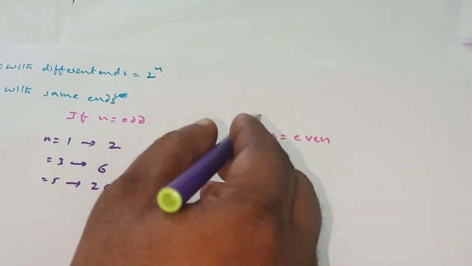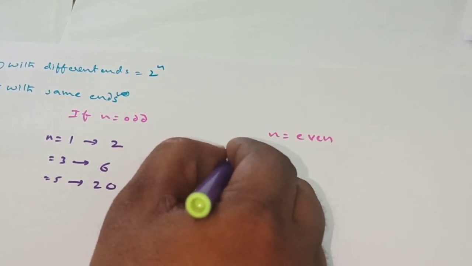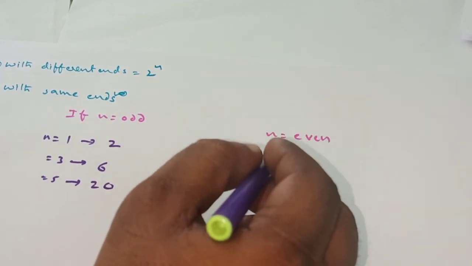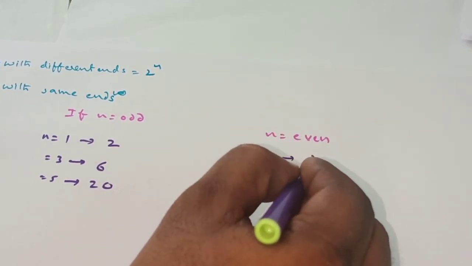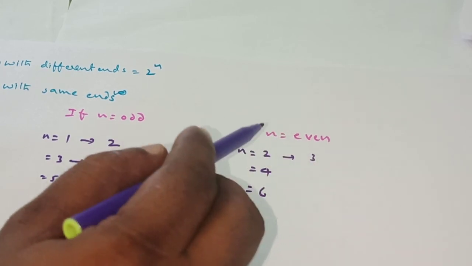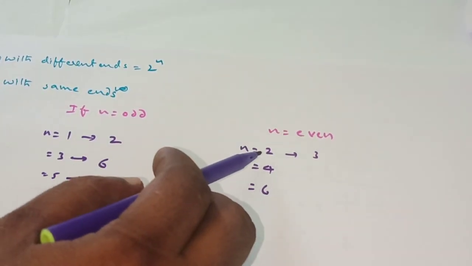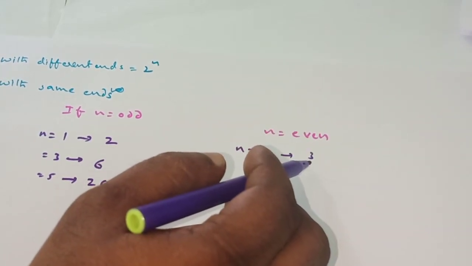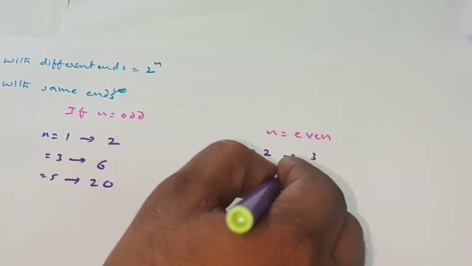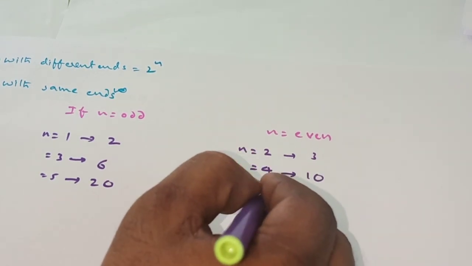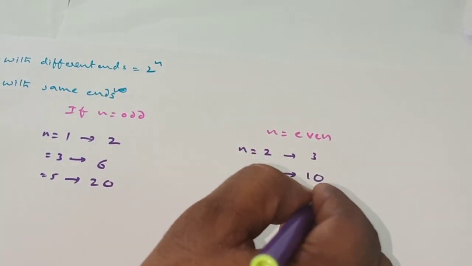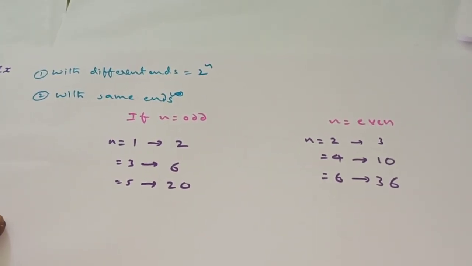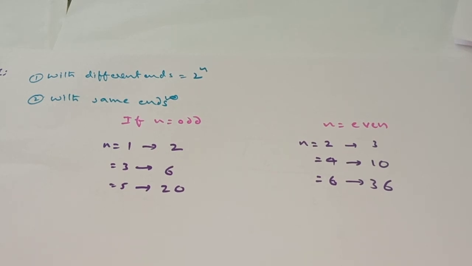In the same way, if n is even, n may be 2, 4, 6, and so on. If n is equal to 2, the number of possible geometrical isomers is 3. With an even number of double bonds and the same ends, if n is equal to 2, the number is 3. If n is equal to 4, the number is 10. If n is equal to 6, the number is 36. This will help you find the number of possible geometrical isomers easily.